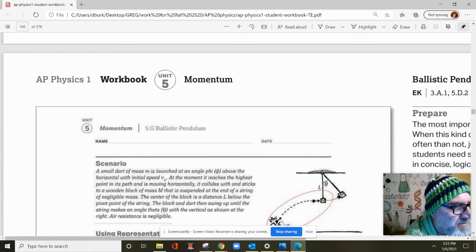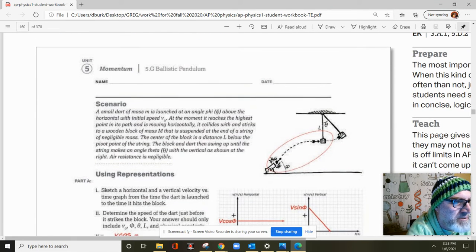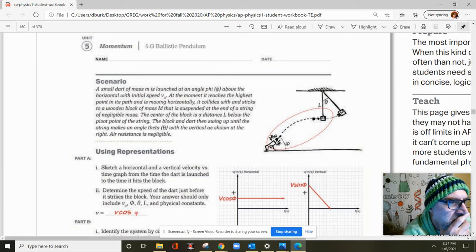Hey, here we are on 5G ballistic pendulum. How amazing is that? So we have a dart and it's launched at an angle phi because we ran out of thetas, and okay, we use theta up above. It's gonna fly up and it's gonna move horizontally. So that's kind of cool. How does it do that? Wow, that's a good trick.